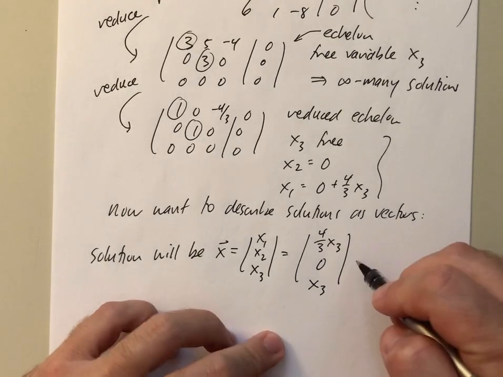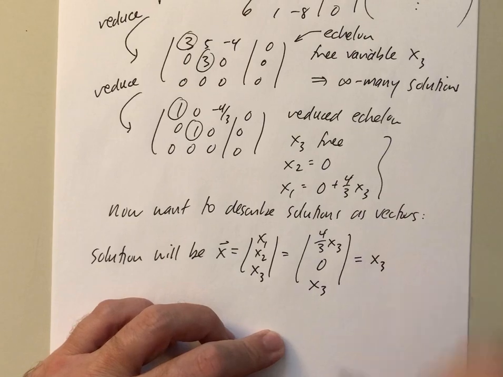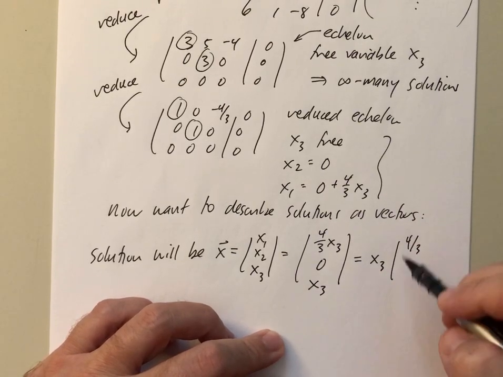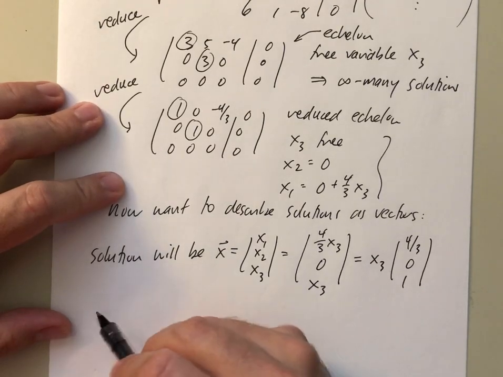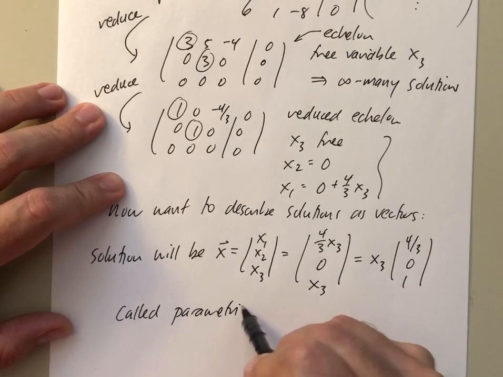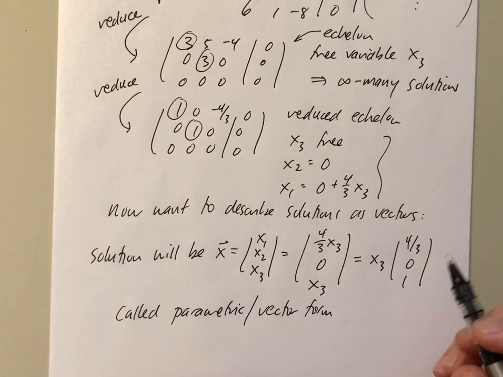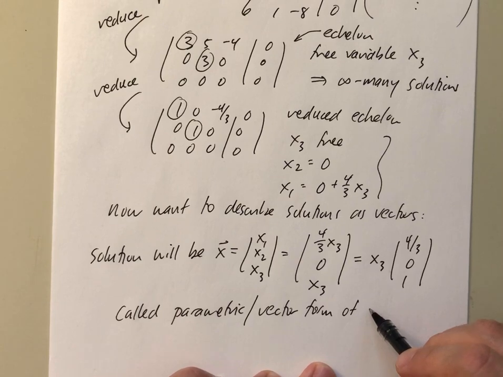Now I want to go one step further. I want to factor out an x3 here, because I notice everything is multiplied by x3. I can take out the x3, and I get 4/3, 0, 1. And this is now what I call the parametric vector form of the general solution.